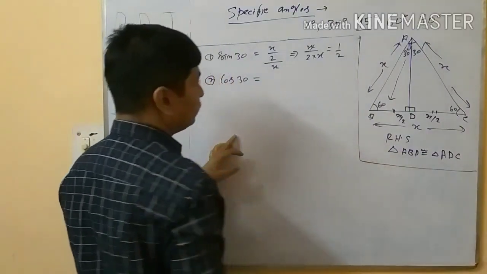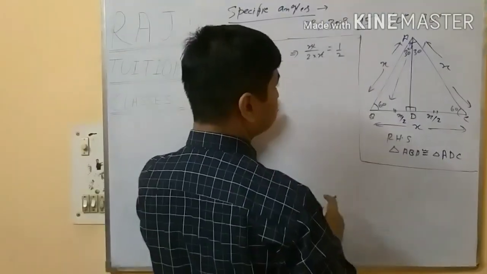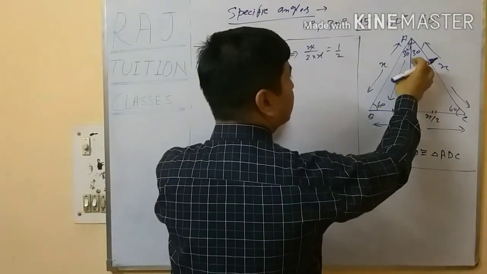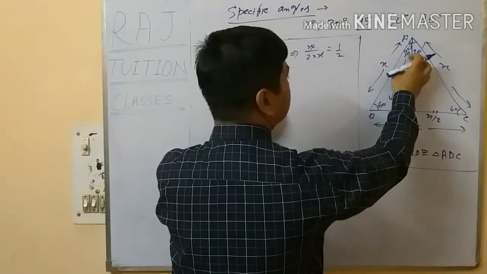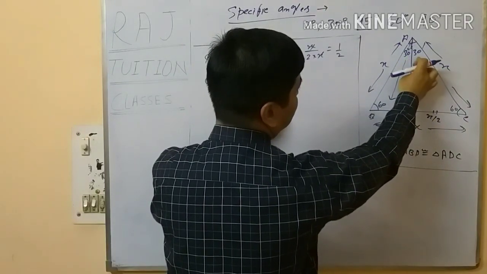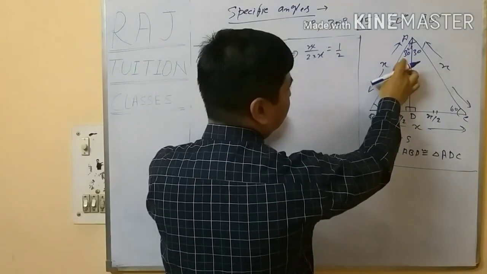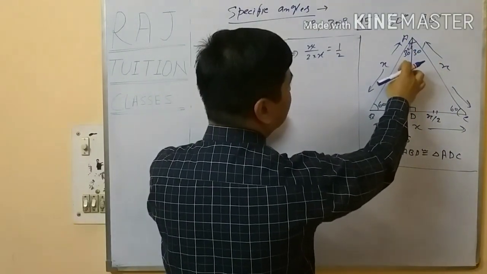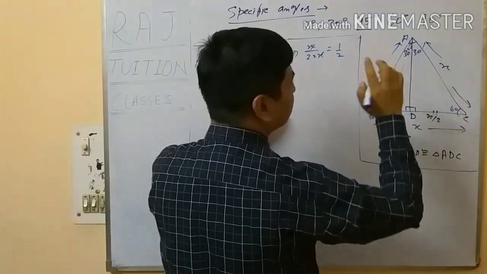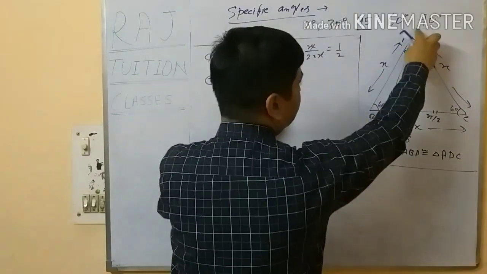Let's find out the value of cos 30. So what is the formula for cos 30? It is the side adjacent to 30 degree. This angle is 30 degree, or you may take this one. Either you can take this one or this one, so let's take this one. There are two sides adjacent to 30 degree, AB and AD.